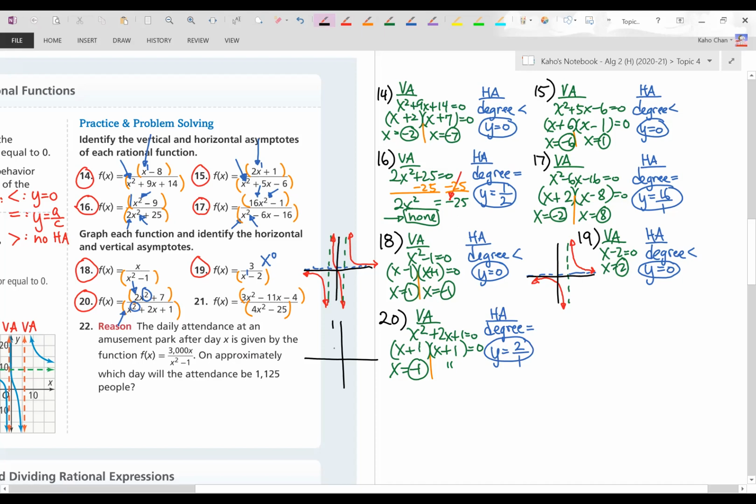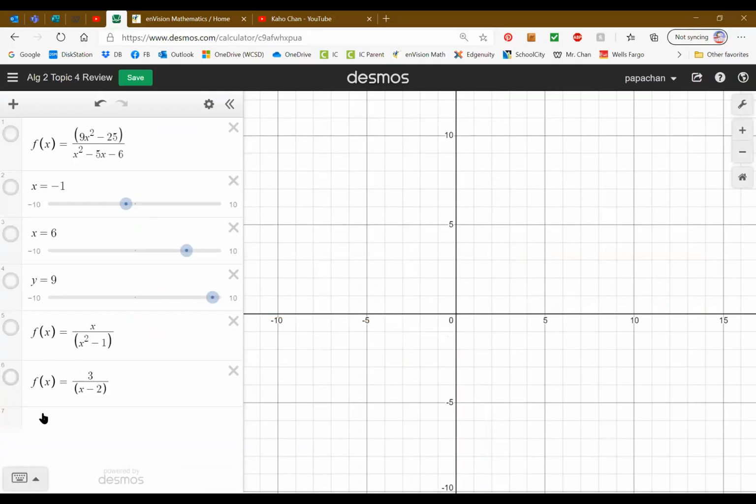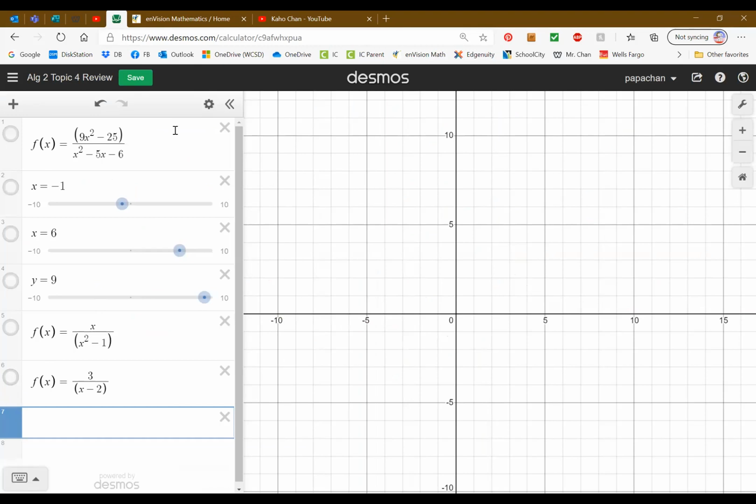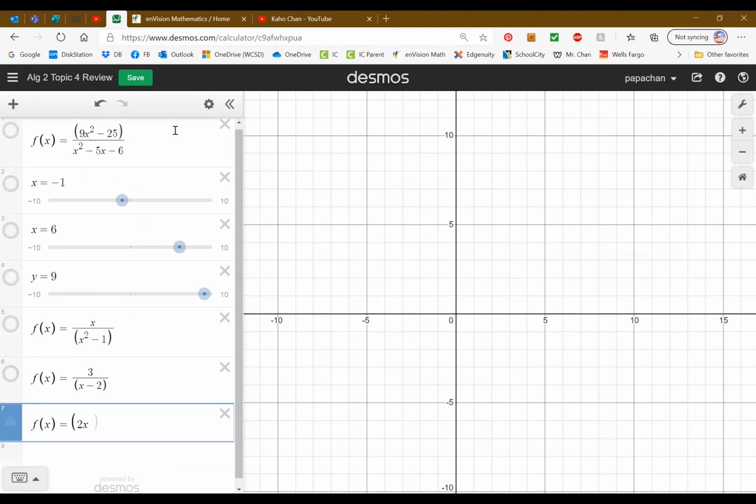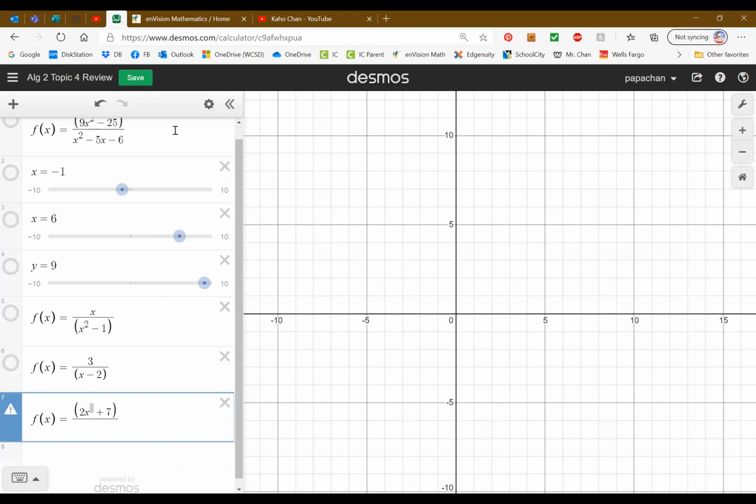All right, -1. Whoops, wrong color. And my horizontal is at y equals 2. And let's break out Mr. Desmos and see. And you can use a calculator, it's fine. No big deal. X equals 2. 2x squared plus 7. That looks good. Close parentheses divided by.